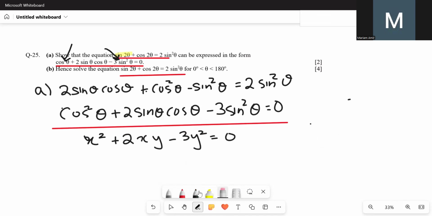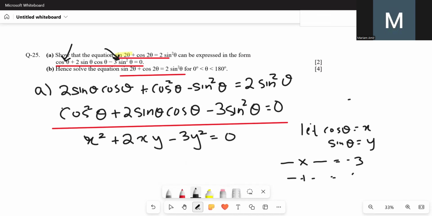So I'm looking for two numbers. Oops, why did I clear that? I had said that let cos theta equals x and sine theta equals y. Okay, so we're looking for two numbers whose product gives us a minus 3, whose sum gives us a 2. So it could be 3 and minus 1. I'm going to split the middle term into 3xy minus xy.